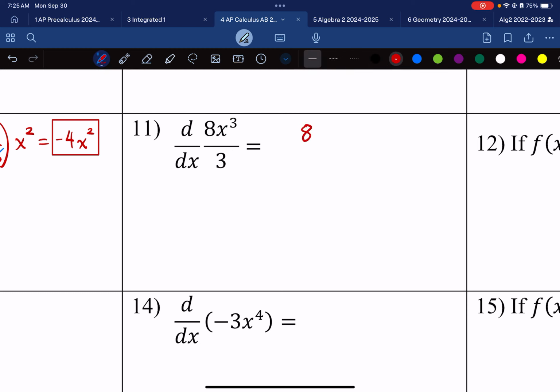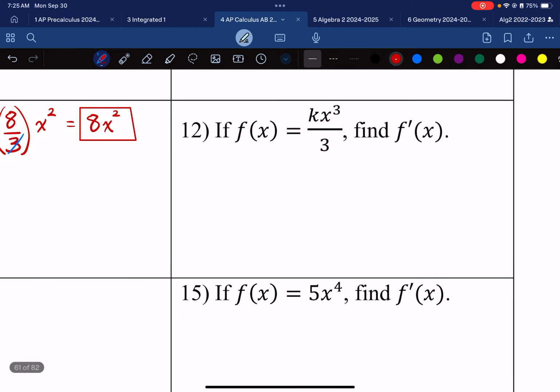So this is going to be, I have my 8/3. I'm going to be multiplying by the 3 out in front, technically a 3 over 1. And this is going to be x to the power of, it goes down to the power of 2. And then from there, 3's are cross canceled. And this is going to be 8x squared. Final answer, box it.